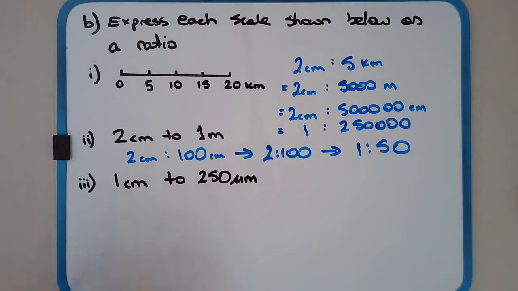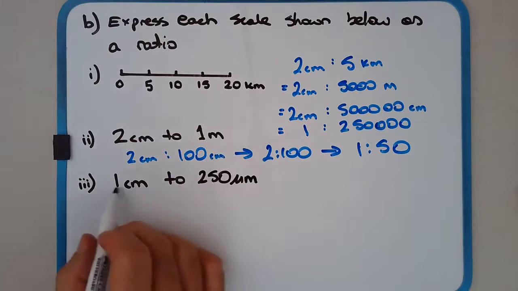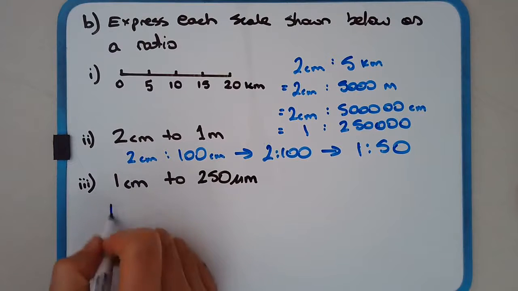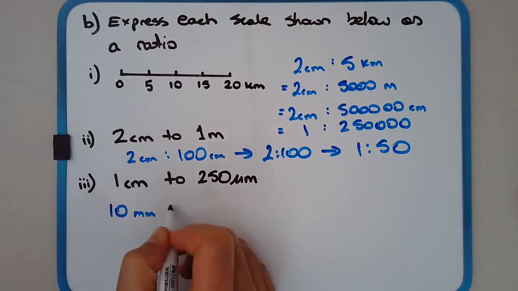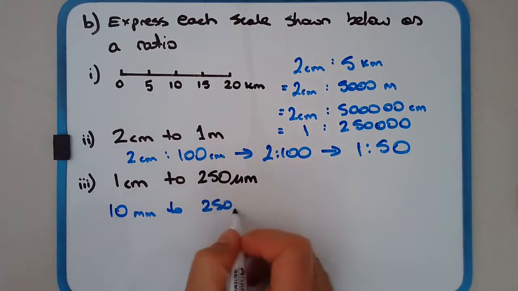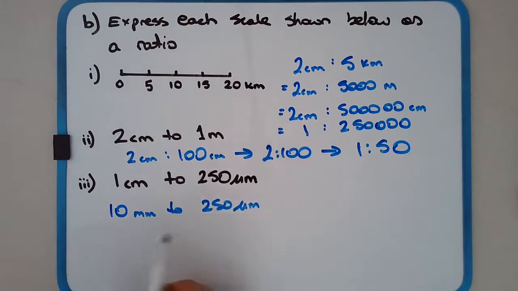What about this one? Last one, part 3, 1 centimeter to 250 micrometers. Let's use a scale that's sort of in reverse. We're using a large unit of measure representing something a little bit smaller. So maybe we need to convert everything to micrometers. So 1 centimeter, let's convert this to millimeters. 1 centimeter is 10 millimeters. To 250 micrometers. There's 1,000 micrometers in a millimeter, so we've actually got 10,000 here.